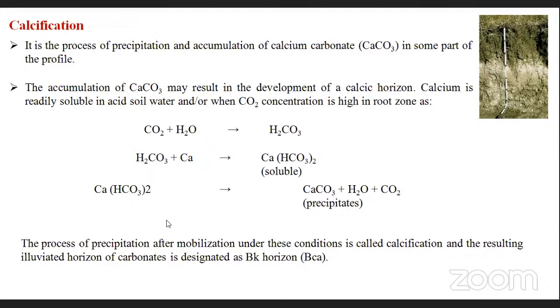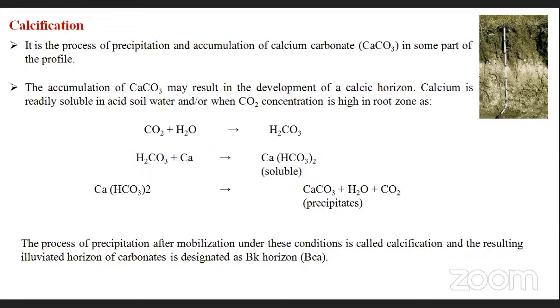And generally this is denoted as the Bk horizon. Bk is the new notation, and Bca is, I think, the old notation; I want to confirm that, students. These are the notations for the horizon, the Bk and B horizon. As students, please be careful; this is for your information, which I incorporated here. So this is a process of precipitation after mobilization. It is called calcification.